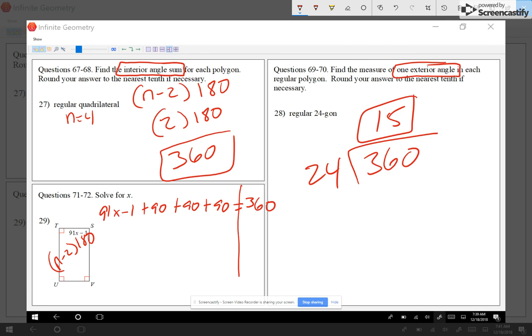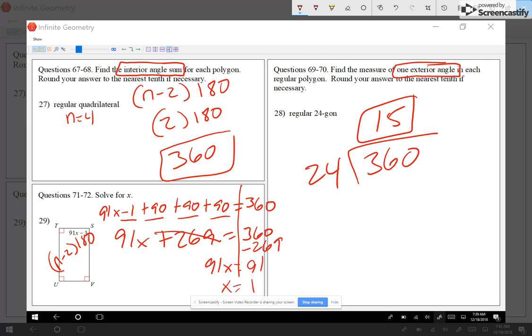So on the left side, let me combine my like terms. 91x is just 91x, but I'm going to go minus 1 plus 90 plus 90 plus 90. That happens to be 269. It's equal to 360. Let me subtract 269 from each side. I have 91x is equal to 91. So x in this case is 1.